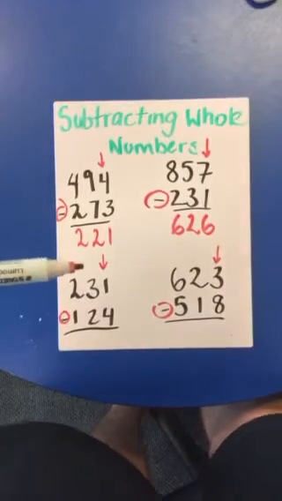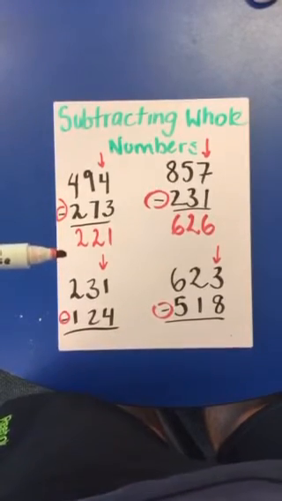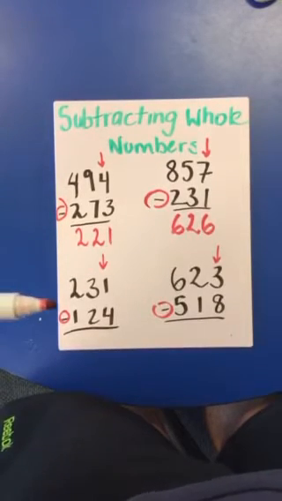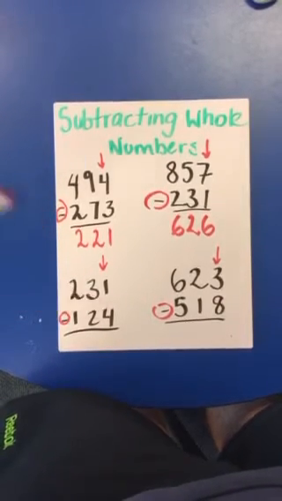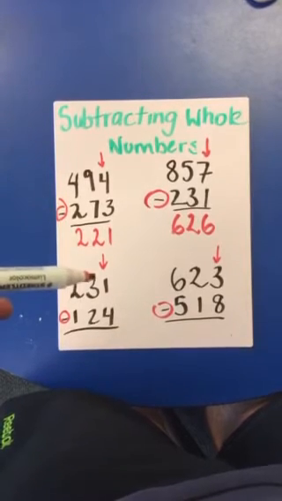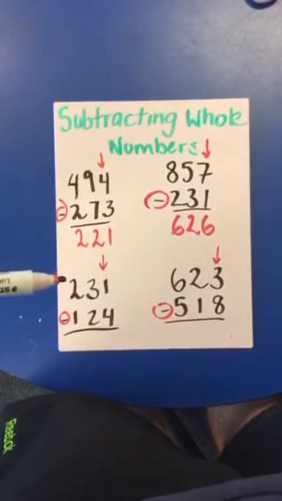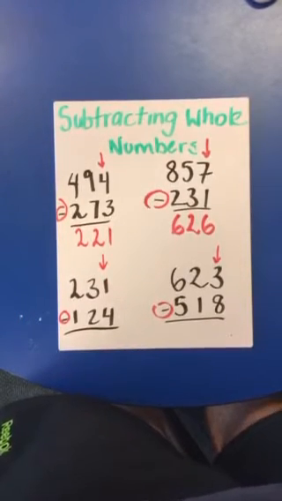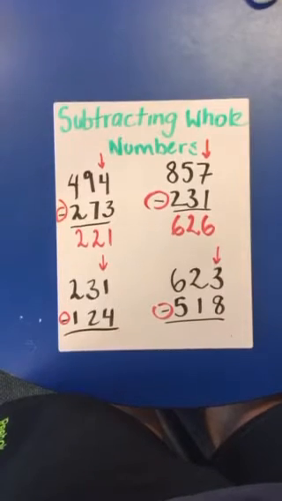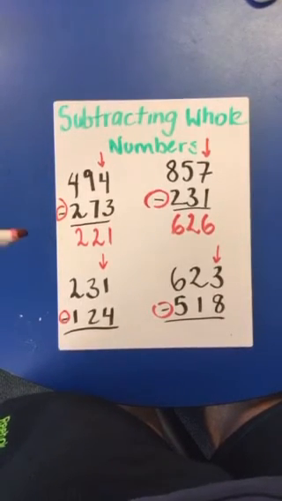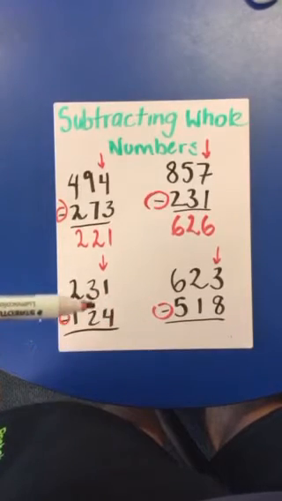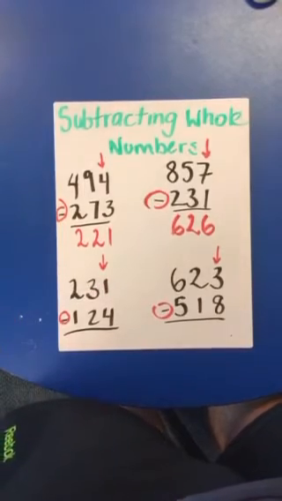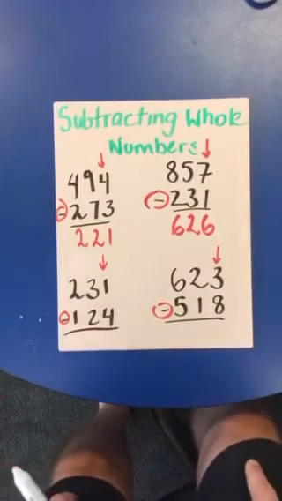But if we have a look at a question like this one, we have to start borrowing. So the question is 231 subtract 124. So my question to you is, are the numbers on top always bigger than the numbers underneath? And the answer is no, because this 4 is larger than the one that's on top. Great, so this question has got borrowing in it.